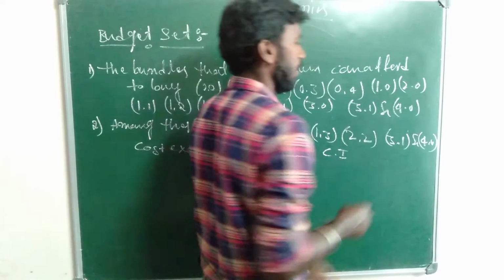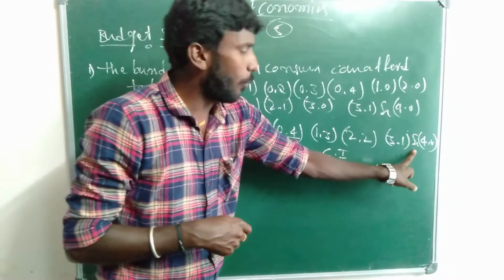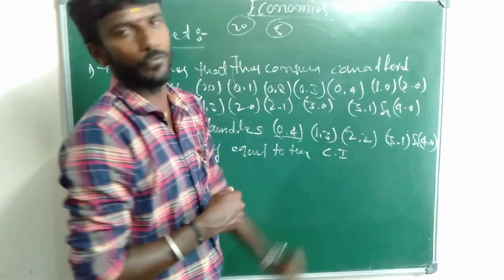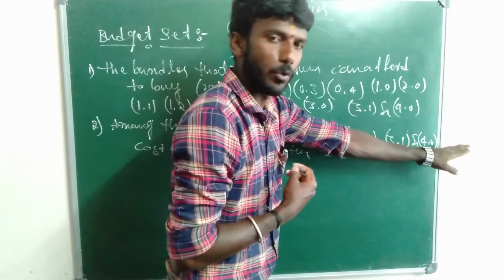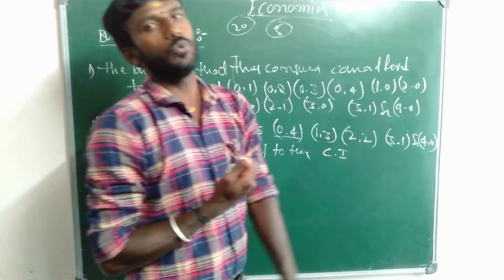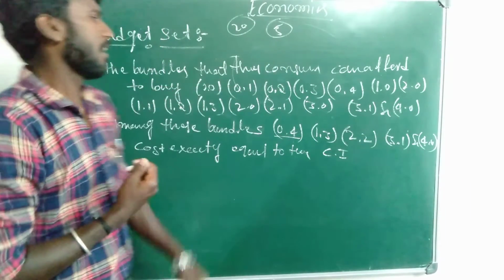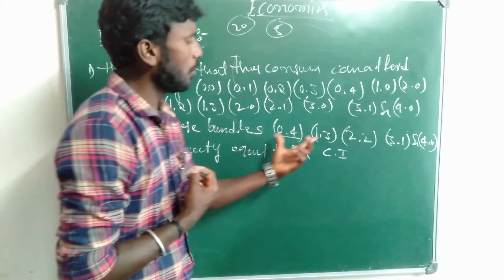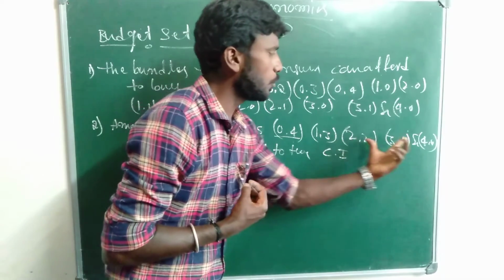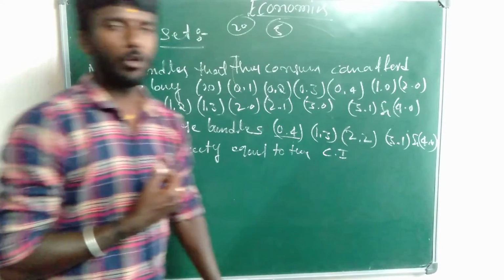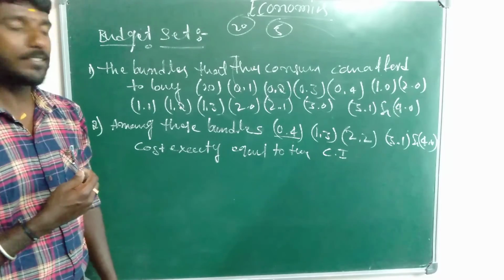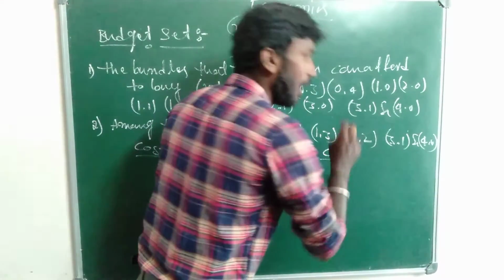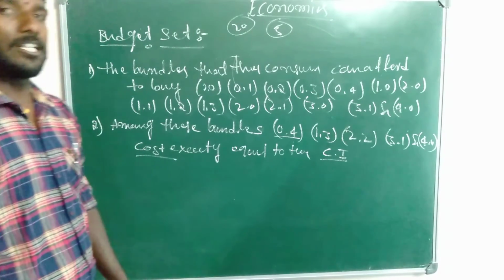Same as in 3 units of the x1, 1 unit of the x2, 3 means 3 into 5, 15, 1 into 5, 5, totally 20. Like that 40, it means 4 into 5, 20. Like that. See, among these are all bundles, they know 04, 13, 22, 31 and 40. These are all bundles whose cost is exactly equal to the consumer income.